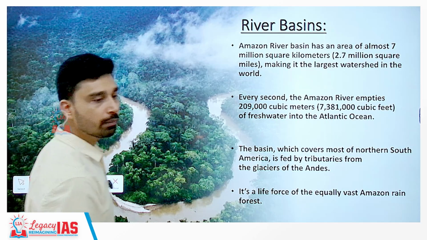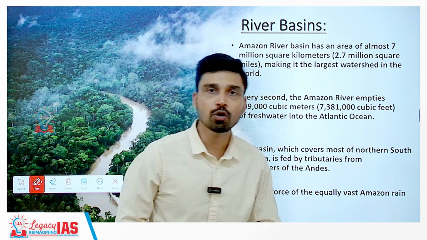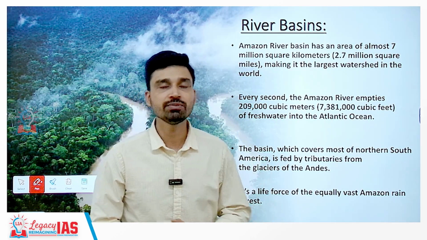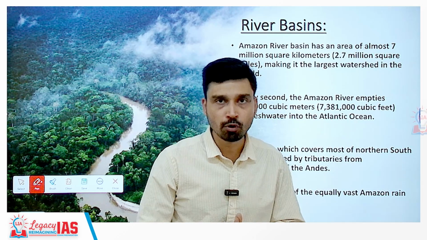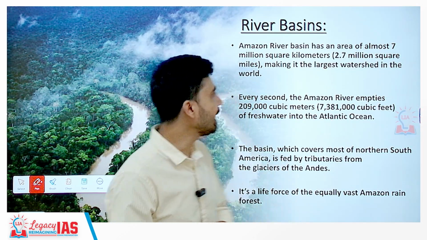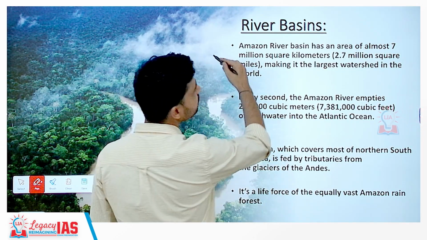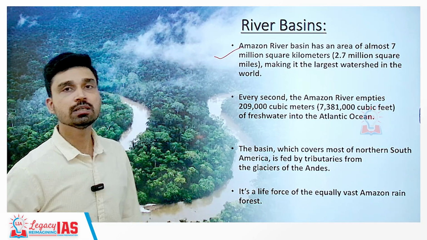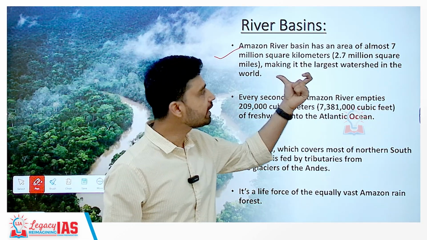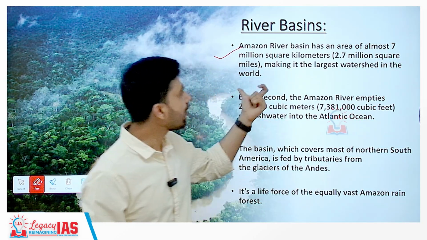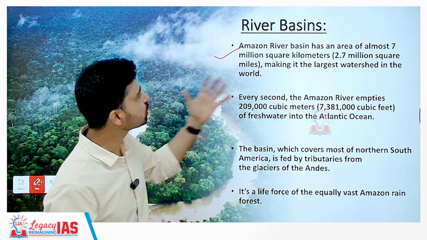Now as we know, Amazon is the largest river of the world, and it is also well known for the vast rainforest that you will find along its banks in its course. Amazon River Basin is a very large river basin covering an area of almost 2.7 million square miles, that is roughly 7 million square kilometers.